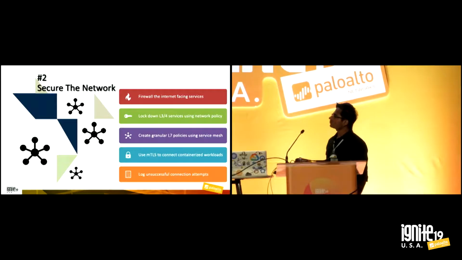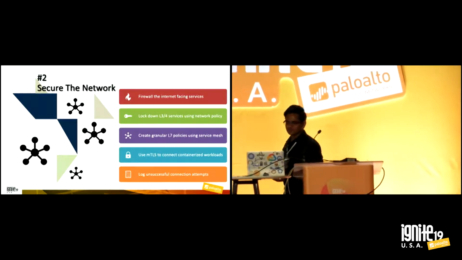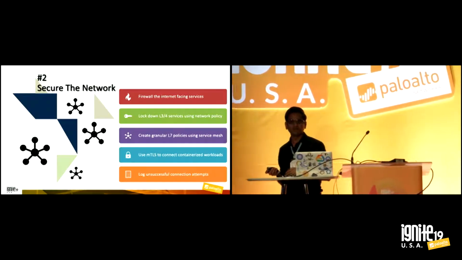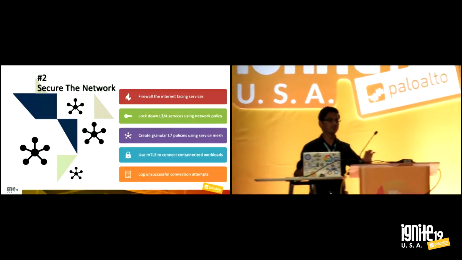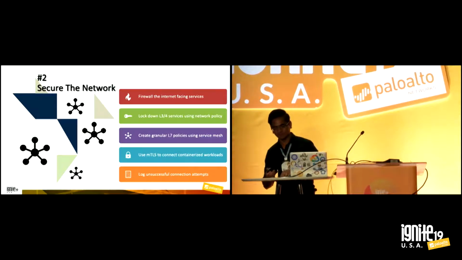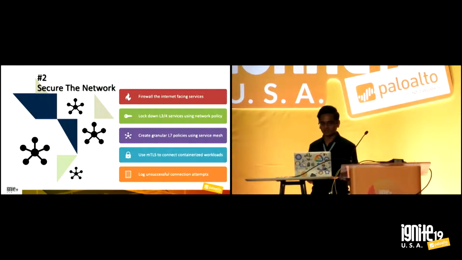The next recommendation is locking down layer 3 or 4 using network policy. Network policy is something Kubernetes has APIs for. It doesn't provide a default implementation. There are several to choose from.